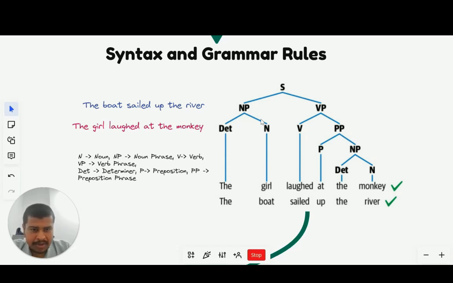Put together, we'll get the noun phrase. Same thing applies even here at the end of the sentence. The monkey, the river, similar syntactical structure. We'll get the noun phrase. And then when noun phrase combines with the preposition, we get the preposition phrase. And then the preposition phrase, when it combines with the verb, we get the verb phrase. So all of this put together is a verb phrase.